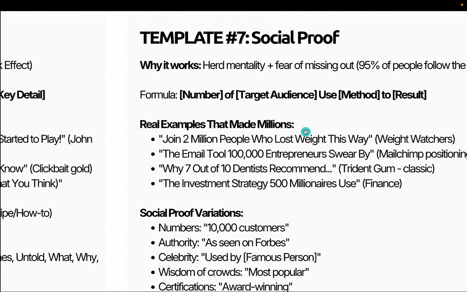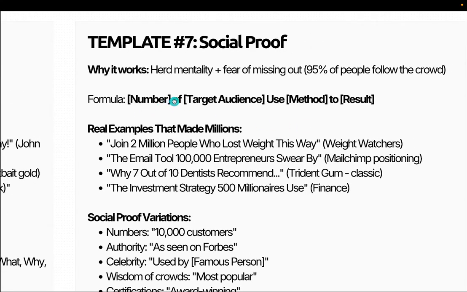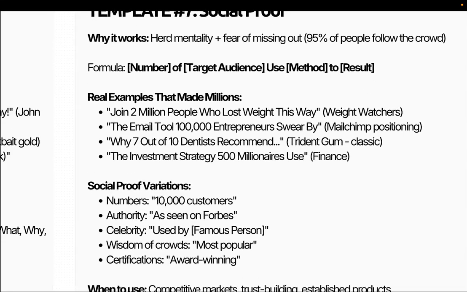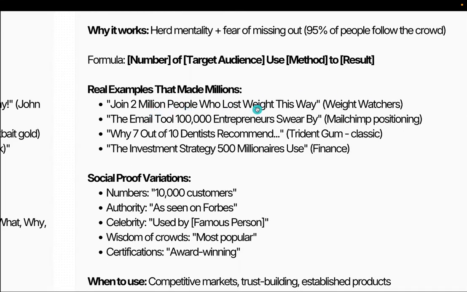So let's look at the formula. The formula is number of target audience, use method, to results. You get it? Good. So let's look at the example. Join 2 million people who lost weight this way. So you have the number. Here, the target audience is implied. People who lost weight are definitely people who are interested in reading content about fitness. You get it? So that's your target audience. And then a method, this way.